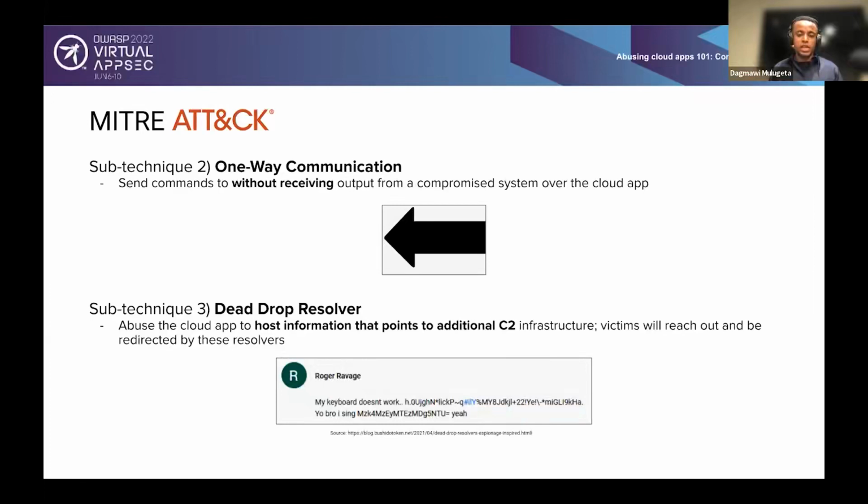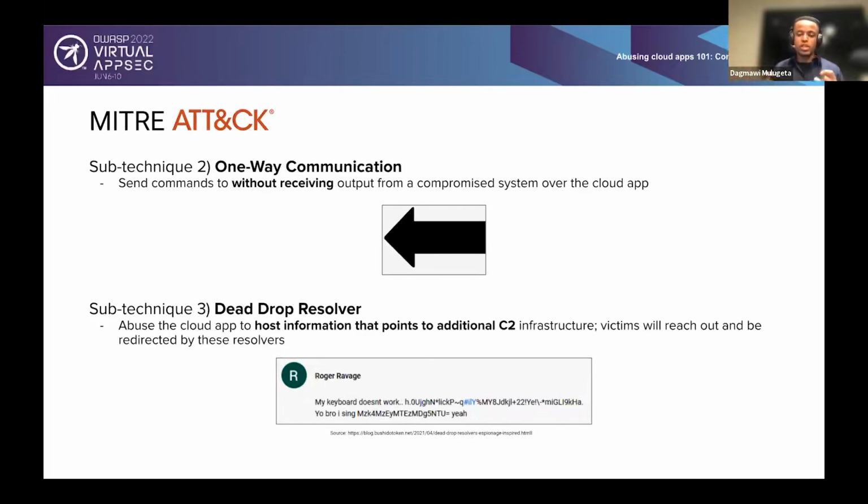The third sub-technique is dead drop resolvers. For those of you who are familiar with spy movies and espionage, you know the concept of a dead drop. So you can think of a dead drop resolver as a digital dead drop. This is where the attacker is abusing the cloud app to host information that points to additional C2 infrastructure. So the communication doesn't actually occur over a cloud application, but the endpoint that the compromised system should communicate with is hosted on a cloud app.